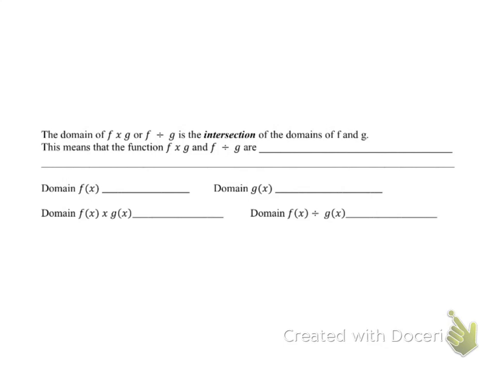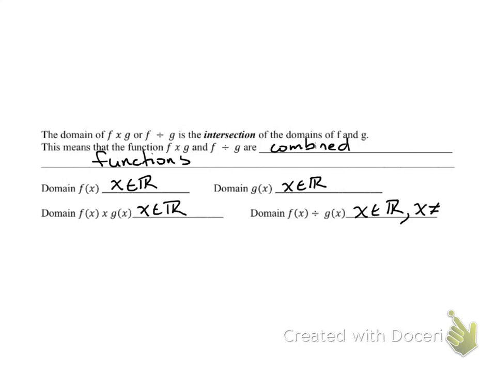So the domains, again, are the intersection of both. Okay, so again, these are called combined functions. And the domain of f was x in R, and the domain of g was x in R. And the domain of the division was that x is in R, but x is not equal to 0 and -2. Right? So not equal to 0 and -2 because g was in the denominator.